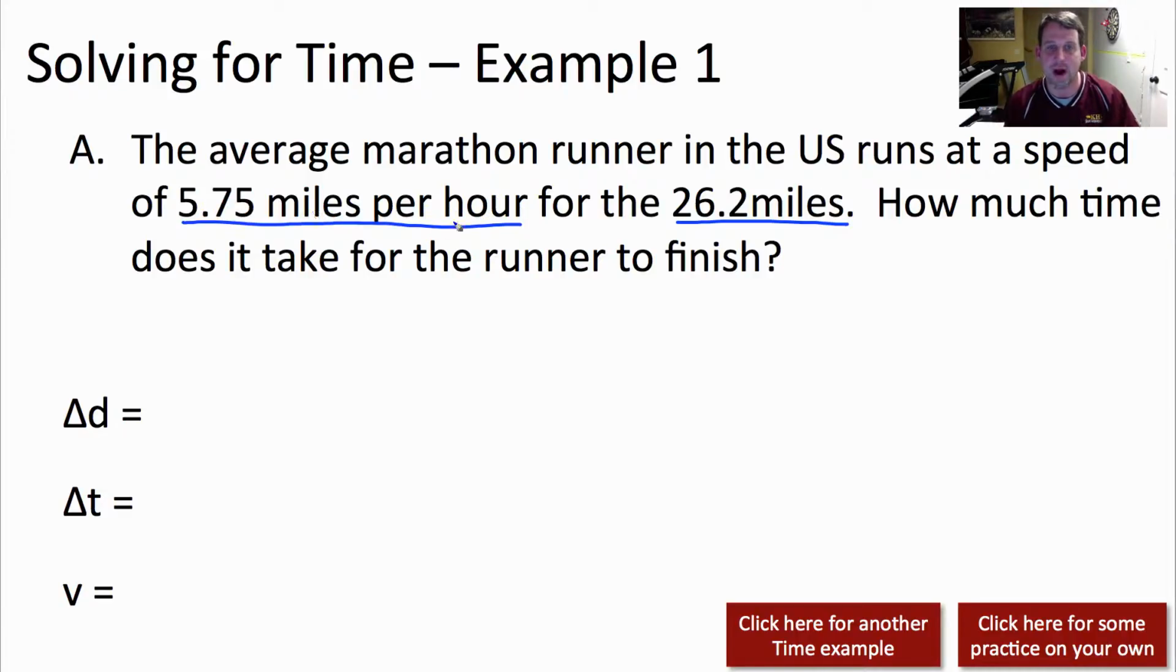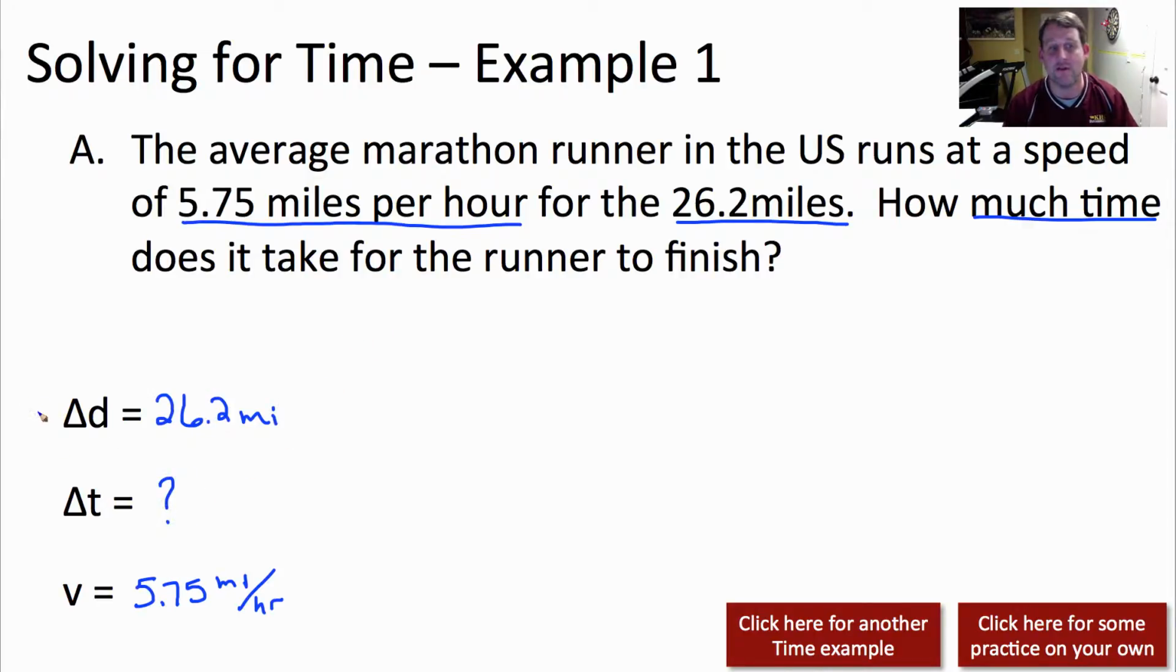So 5.75 miles per hour, that tells me that's a velocity. So I'm going to come down here and say 5.75 miles per hour. And I know I'm going to go a distance of 26.2 miles. The miles cues me that's a distance. So my change in distance is 26.2 miles. It's a pretty long run. I don't know if I could do that. And then the question is asking how much time. So our change in time, that's what we're looking for in this problem.